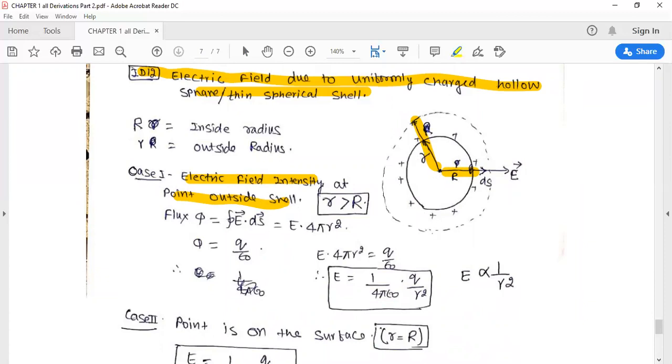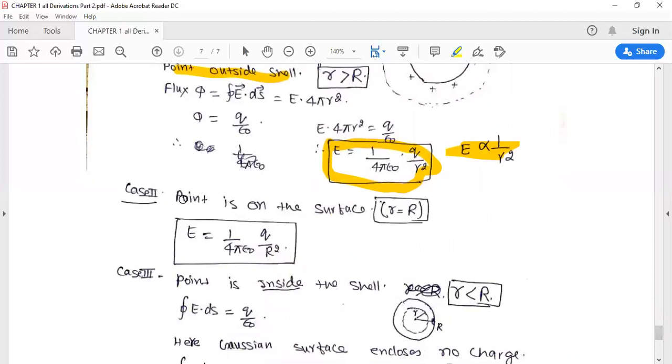So this time I have taken case 1, where the point is outside the shell, small r greater than capital R. Then in this case phi equal to the integral of E dot ds, E into 4 pi r square, equal to q by epsilon naught. So after this you will get E equal to 1 by 4 pi epsilon naught q by r square. So E is inversely proportional to r square. Case 2, when the point is on the surface, means small r is equal to capital R. So here you will get E equal to 1 by 4 pi epsilon naught q by R square.